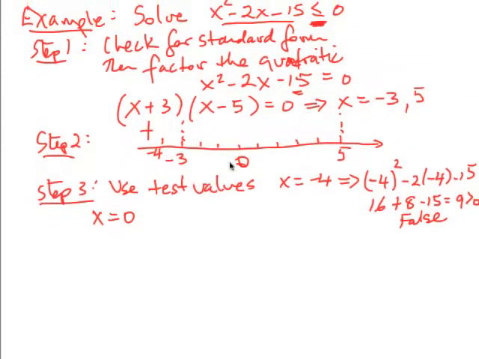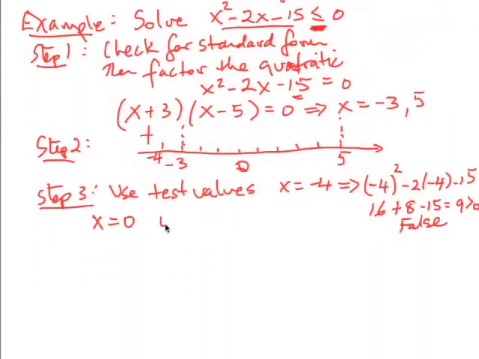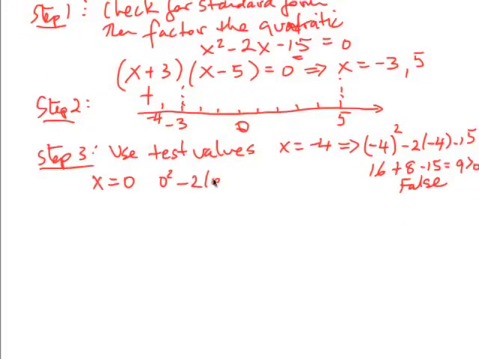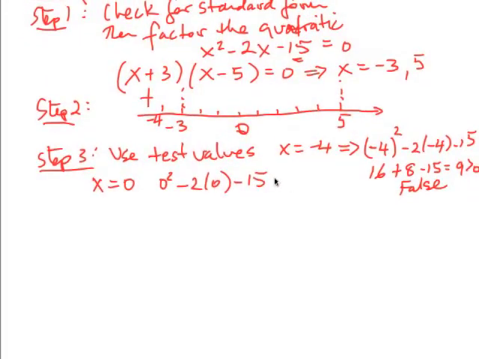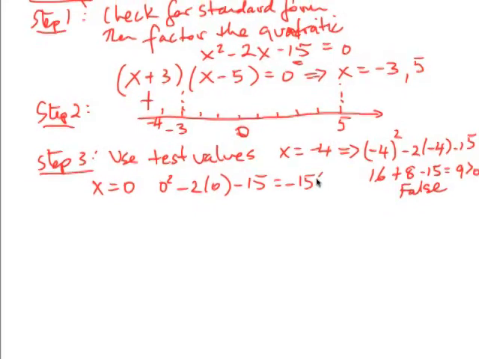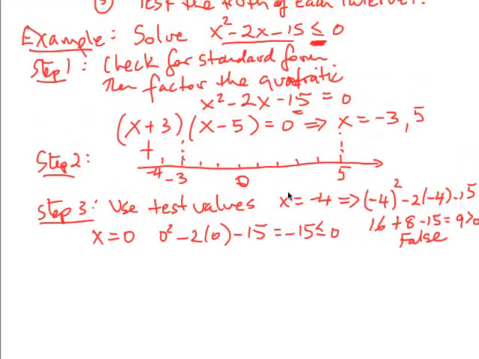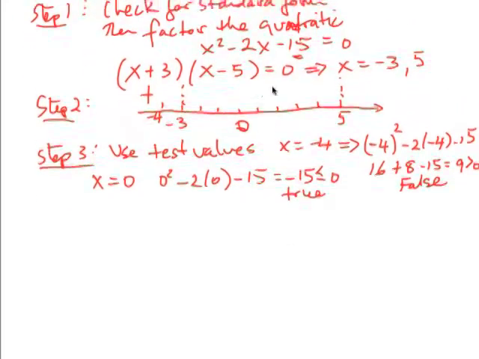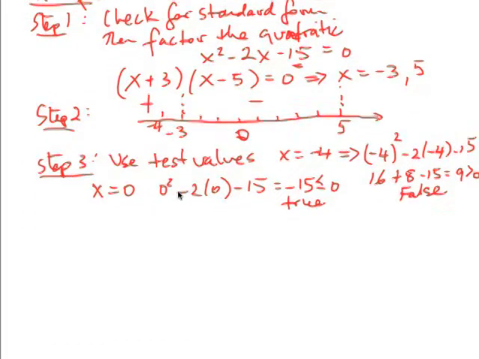It's always an easy one. So this would mean I'd have 0 squared minus 2 by 0 minus 15, which of course is negative 15, which is less than or equal to 0. So this is true because I get a negative in here.